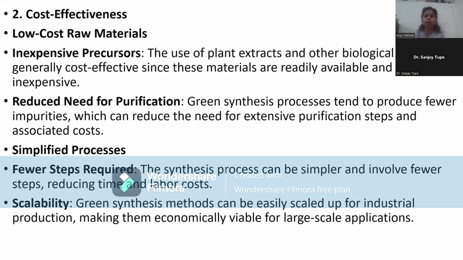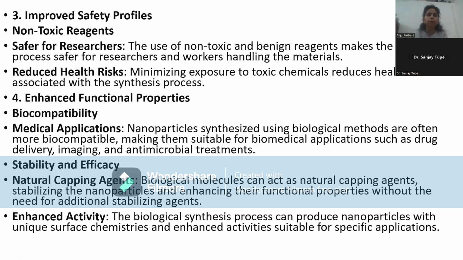Then reduced need for purification, as they are natural products. Green synthesis processes tend to produce fewer impurities, which can reduce the need for extensive purification steps and associated costs. Then it is a very simple process. As we have seen, I have just prepared a green extract, mixed it with copper sulfate, stirred, and centrifuged, and I got the nanoparticles. Fewer steps are required, so the synthesis process can be simpler, reducing time and labor cost. Scalability: green synthesis methods can be easily scaled up for industrial production, making them economically viable for large scale application. Then improved safety: non-toxic reagents are used, which is safe for research, with reduced health risk.